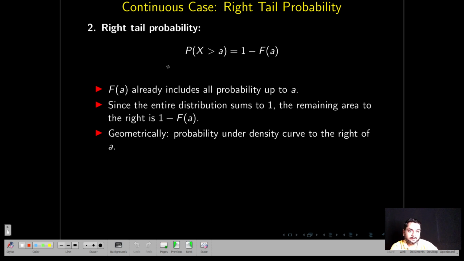Next. Similarly, P of x greater than A is equal to 1 minus F of A. So you can calculate directly using the CDF.